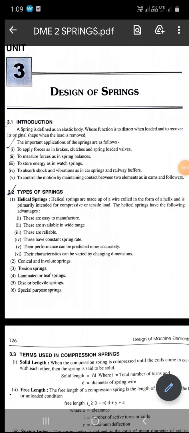Design of machine elements. Module 1 for 18 scheme, or module 2 for 17 scheme. So this is springs, design of springs. For 18 scheme it is module 1 and for 17 scheme it's module 2, design of springs. The content is the same for both 18 scheme and 17 scheme.